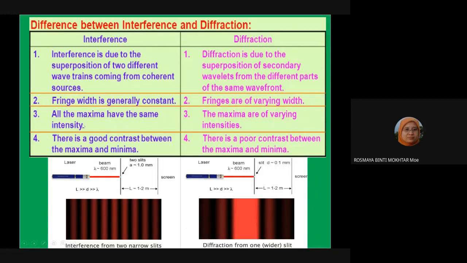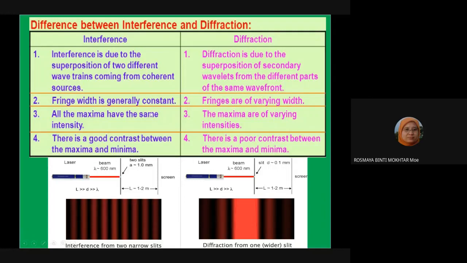Then for the fourth difference, for interference there is a good contrast between the maxima and minima, whereas for diffraction there is poor contrast between the maxima and minima. So the dark and bright fringes can be differentiated clearly for interference, whereas for diffraction there is poor contrast between the two.